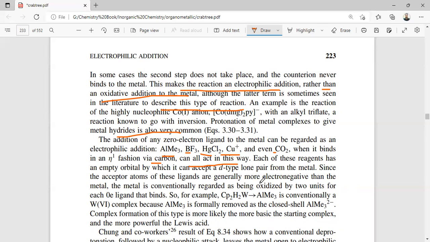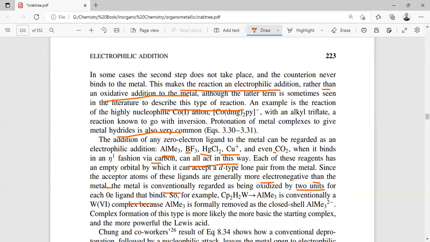So they can accept the electrons from the filled d orbital of the metal into their vacant orbital. Since the acceptor atom of this ligand is generally more electronegative than the metal, the metal is covalently regarded as being oxidized by 2 units for each zero electron ligand that binds. That means upon donating the electrons from the metal to the ligand, the metal is oxidized by 2 units. So the metal oxidation state increases upon addition of each zero electron ligand.